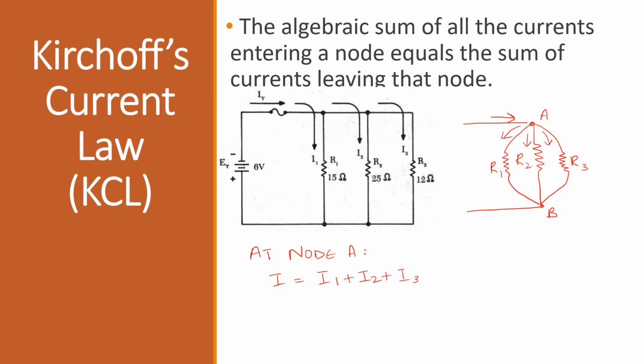Now look at node B. Here three currents are coming and one current is leaving. So we can write it like this at node B, I1 plus I2 plus I3 is equal to I. So this is your Kirchhoff's current law.